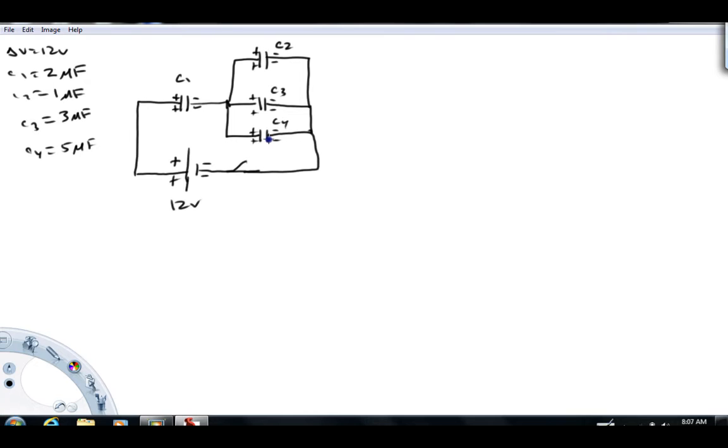Now, we're going to have different charges on all of these capacitors, so I'm going to give them names: Q1, Q2 for the charge on this capacitor, Q3 for the charge on this one, Q4 for the charge on this one. We're going to go through how to calculate all those charges. But before we do that, I want to talk about potential difference and how it relates to the circuit.